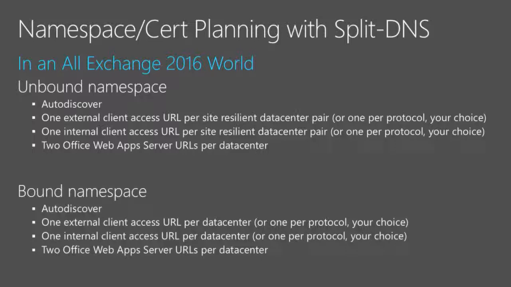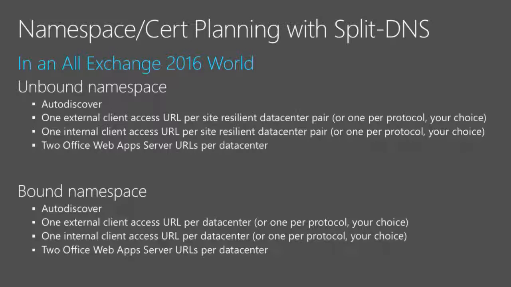So if you've got four data centers, and two have DAGs between them, and the other two have DAGs between them, each one of those pairs is going to need a client access URL, an internal and an external one, and a couple of URLs for this Office web app server that we're going to talk a little bit about, but not much because there's a whole session on modern attachments later.